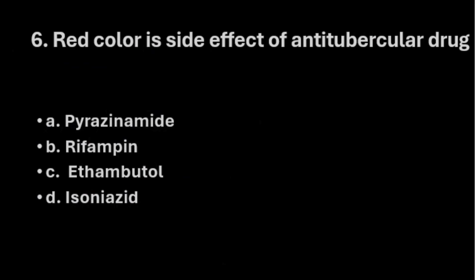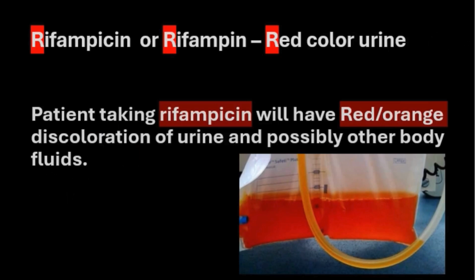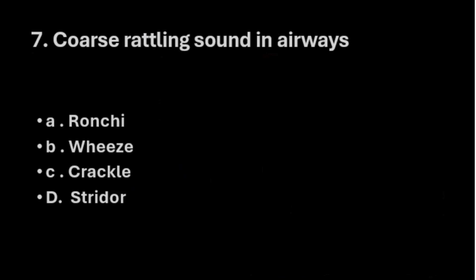Next question. Red color is a side effect of which antitubercular drug? Option A, pyrazinamide. Option B, rifampin. Option C, ethambutol. Option D, isoniazid. The right answer here is option B, rifampin. Rifampin or rifampicin causes red colored urine. You see the R is highlighted for connecting these words. A patient taking rifampicin will have red or orange discoloration of urine and possibly other body fluids.